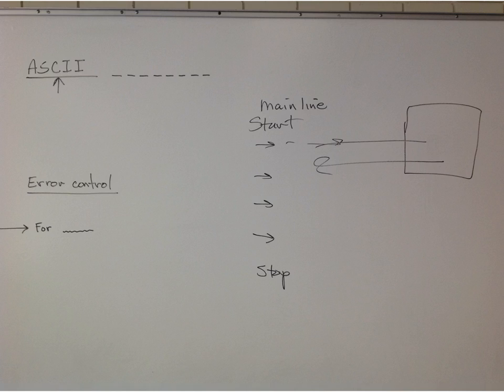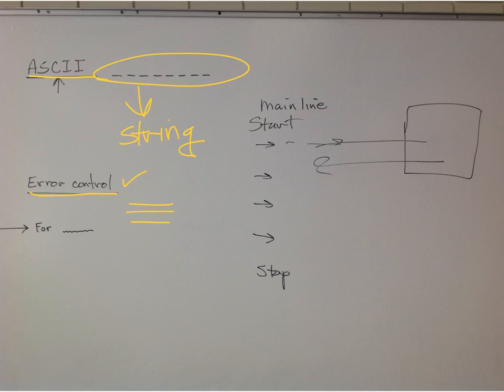So we talked about ASCII, bits representing some piece of data, and this would be a string, if you think about the data structure. We talked about error control, how we manage data coming into the system, and we talked about the for loop. Alright.